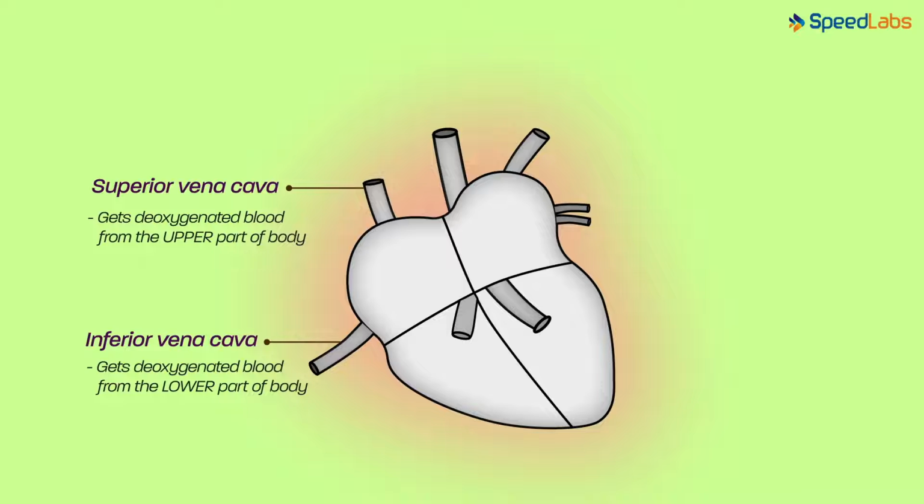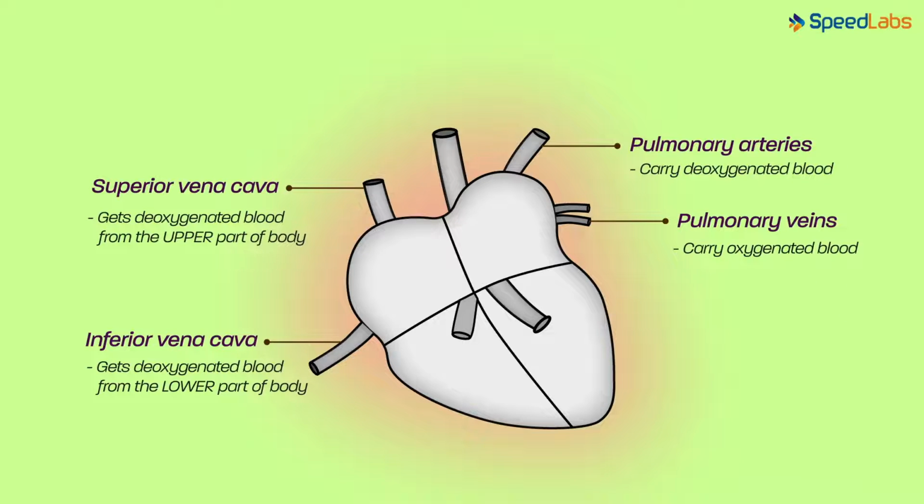Blood vessels carrying deoxygenated blood from the right ventricle to the lungs are the pulmonary arteries. Yes, they are the only arteries in the body that carry deoxygenated blood. Similarly, the only veins carrying oxygenated blood from the lungs to the left atrium are the pulmonary veins. And lastly, it's the aorta that carries this oxygenated blood from the left ventricle to the entire body.